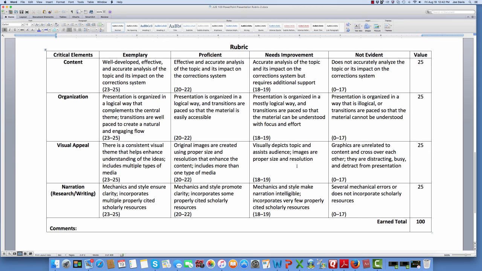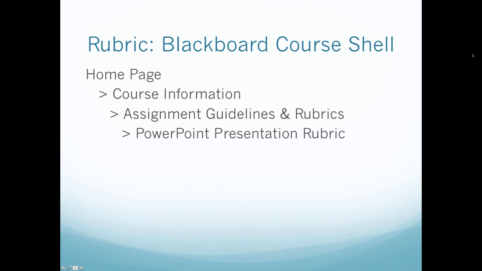The visual appeal, it visually depicts the topic and assists the audience. Images are proper size and resolution. So it's not really about the content of them, it's about the editing of them. And then finally, the mechanics and style make narration intelligible, readable, and incorporates very few properly cited scholarly resources. So those are the things that would impact your grade. I hope those things help.